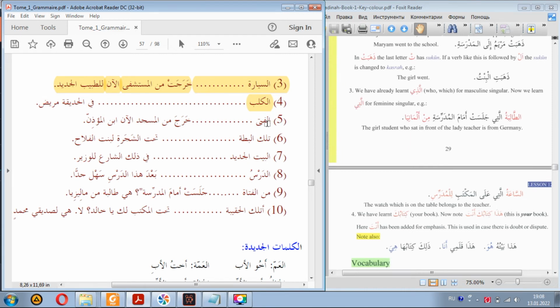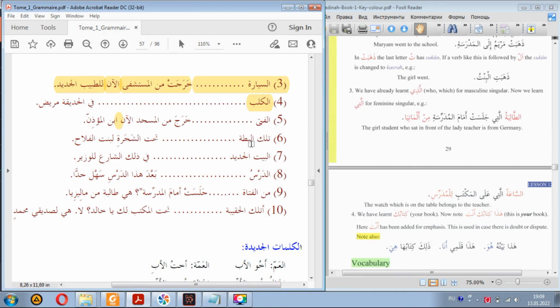الفتى, a young man. Alladhi, because it's a young man. Kharaja min al-masjid al-ana ibn al-mu'adhdhini. If you make a pause here, kharaja min al-masjid, not here, but here. Kharaja min al-masjid al-ana ibn al-mu'adhdhini. There is no need to remove this alif in the pronunciation if you make a pause. الفتى الذي خرج من المسجد الآن ابن المؤذن. But if you don't make this pause, we are supposed to say الفتى الذي خرج من المسجد الآن ابن المؤذن. Because it's Hamzat al-Wasl.